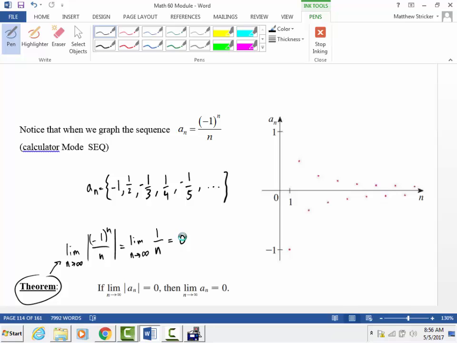So that rule is only applied for this one as well? Yeah. It only works when the absolute value gives you 0. If the absolute value gives you something else, no bueno. It doesn't help us. Only when it's approaching 0. Okay? Any other questions?